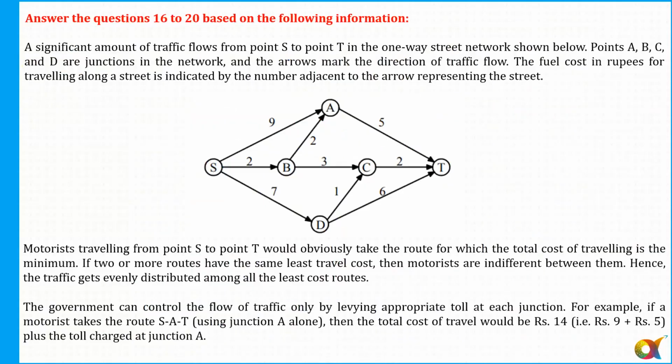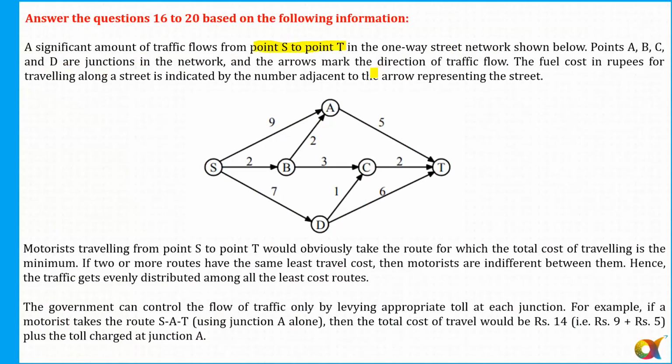Okay. Now this is an easy one. It will not take too much time to discuss. All the questions can be solved with the help of the options. Yes or no? So let me explain it. A significant amount of traffic flows from point S to T in the one-way street network shown below.